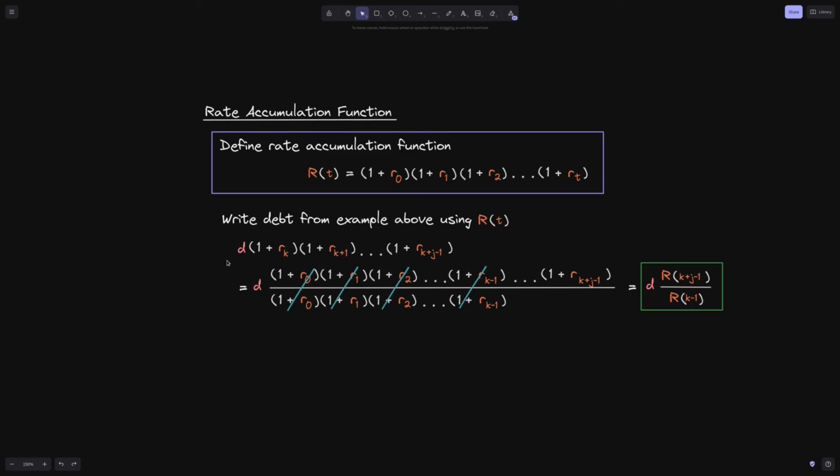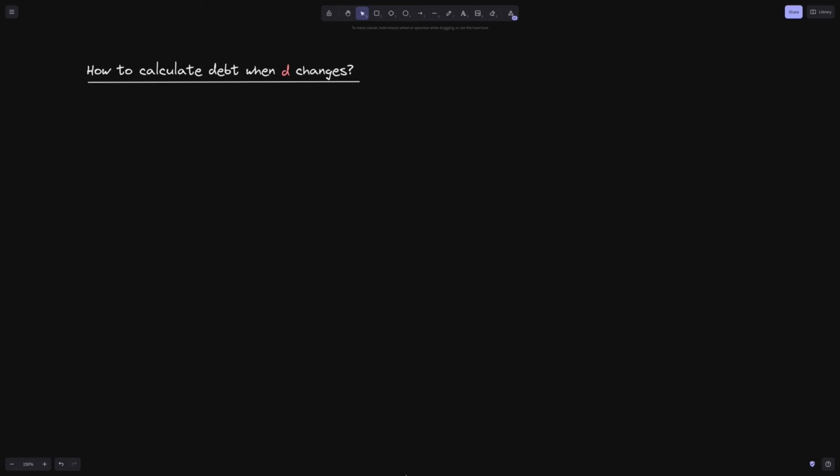However, the benefit of rewriting this user's debt using the rate accumulation function is that now we can calculate all users' debt with two operations. Multiply their debt by the current rate accumulation function and then divide by the rate accumulation function when they borrow this D amount of DAI. This is way more efficient than what we had before. Before, we had to multiply all of these rates to calculate the debt that the user owes. However, now we can just keep track of a global rate accumulation function and then multiply by the current rate accumulation function and then divide by another rate accumulation function, which we can store when the user borrows this amount of DAI.